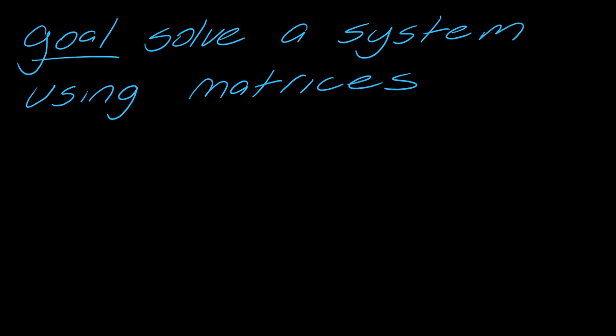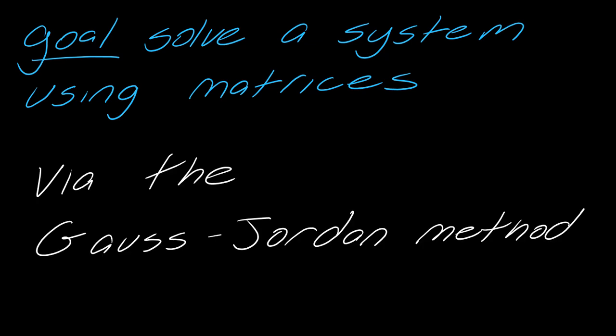So we know we can solve systems with the elimination method and substitution method, and now we're going to talk about how to do that with matrices. The way that we do this is with a method known as the Gauss-Jordan method, and that's what we're going to break down in this lesson. It seems a little complicated at first, but it's kind of an algorithm. Once you understand the algorithm, it's the same set of steps every single time.